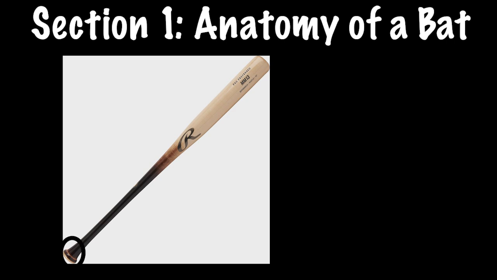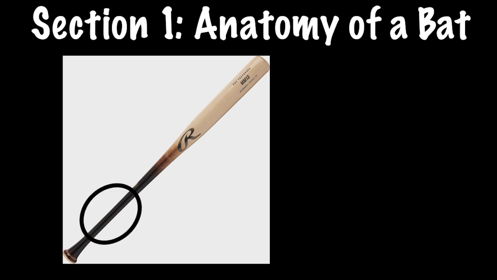Now this section over here, this is called the knob. And then this long section right over here is called the handle. Now within the handle, you have this section over here, and this is called the grip. Now this section right over here is called the barrel, and then the end part over here is called the cap. Now when you see baseball players hold their bat, they're always holding it at the grip.